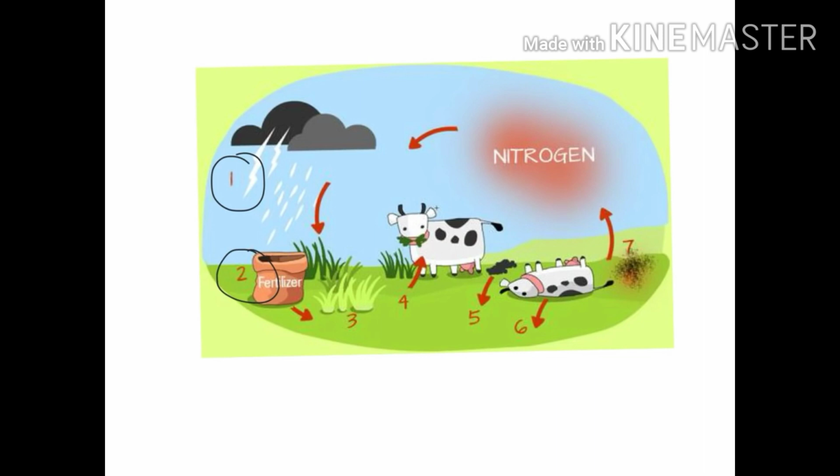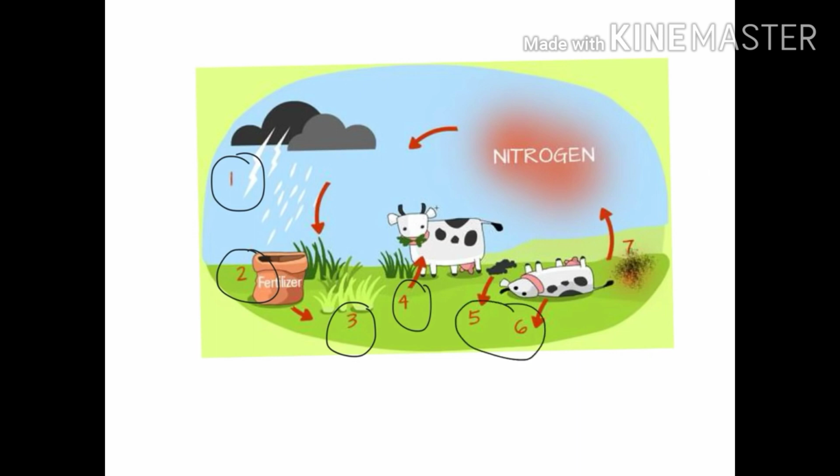Now that plants have this usable nitrogen, it brings us to step 3. At step 3, plants build up proteins and DNA using this usable nitrogen they get from the soil. This brings us to step 4. At step 4, animals eat the plants and they use the nitrogen inside the plants to build their own proteins and DNA.